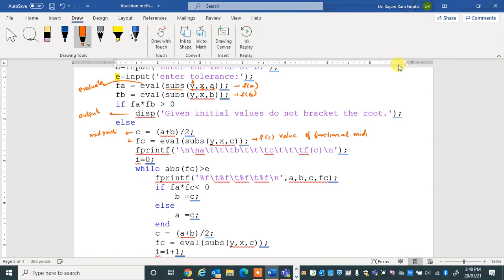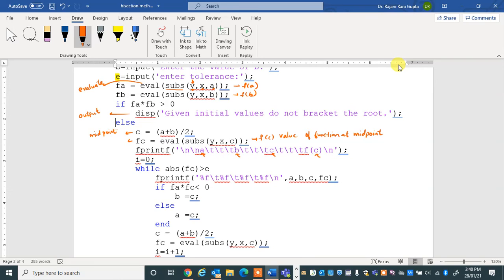Midpoint. Okay. Then what do we have to print? Suppose we want to print what our a is, what our b is, what our c is, and what the value of the function at c is. When you get this printed, you can also check whether you have made any mistake or not. So it will give you an idea.